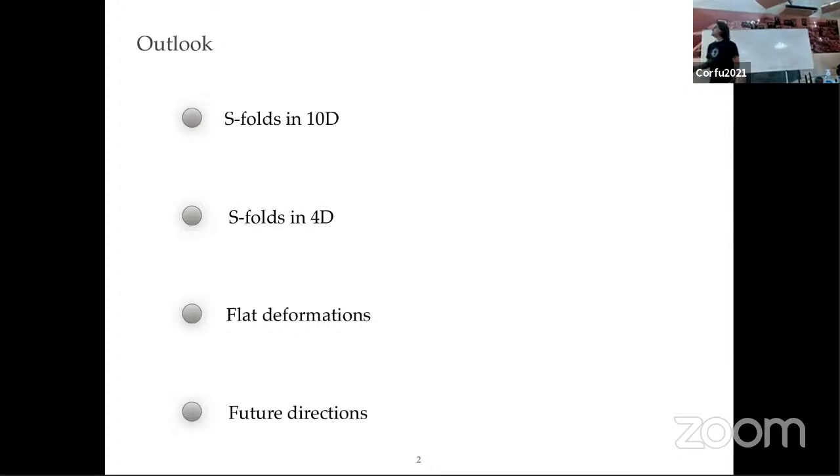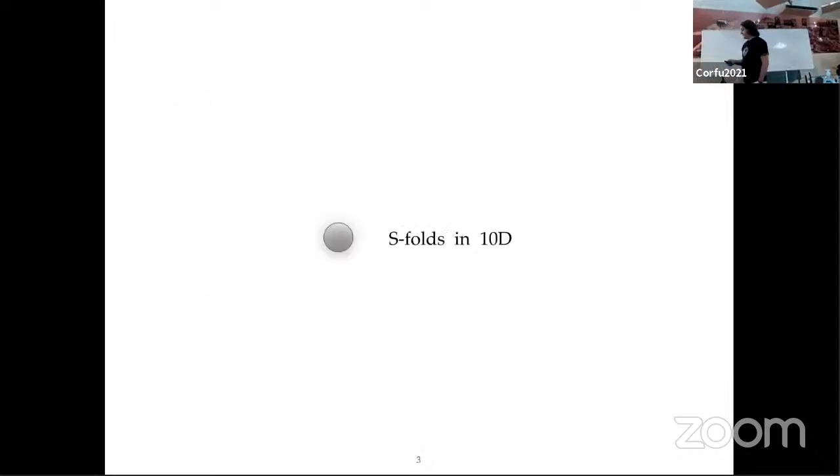So the outline of the talk is the following. I will start by presenting what S-folds are from a 10-dimensional point of view. Then I will discuss S-folds from a 4-dimensional point of view, and in particular why to adopt this 4D perspective. Then I will discuss the main aspect of the talk, which is the existence of flat deformations, what they are, and why they are flat. And then I will mention a few future directions that we would like to investigate.